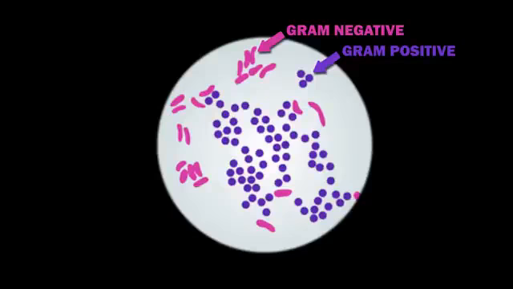Note that gram-positive bacteria also pick up the pink color of the counterstain. However, this is not visible when they are dyed with the darker purple color of the crystal violet stain.